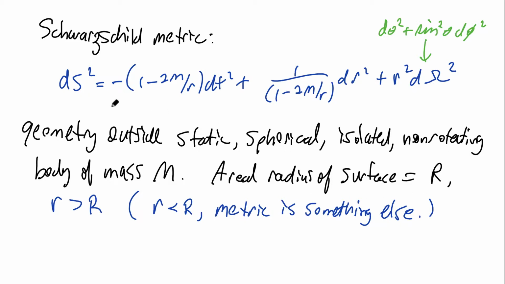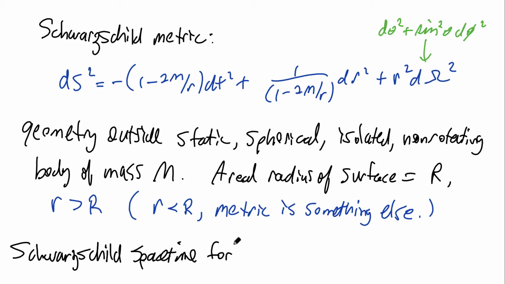Of course, we're free to consider a space-time that's described by the Schwarzschild metric for all r, not just r greater than some areal radius capital R. So consider the Schwarzschild space-time for all values of little r. And as you probably know, this describes a black hole.